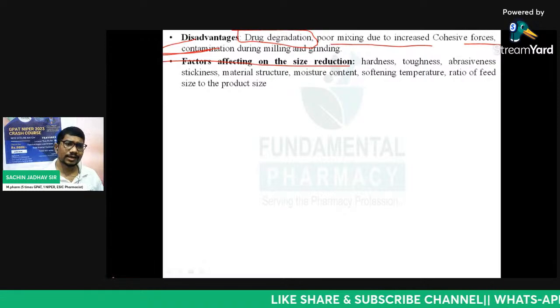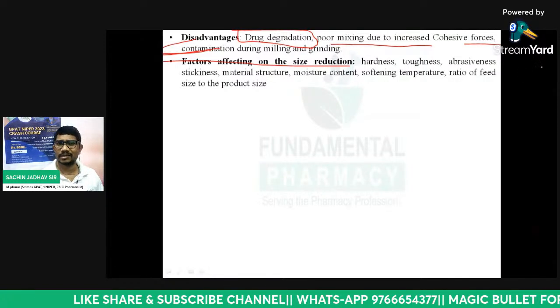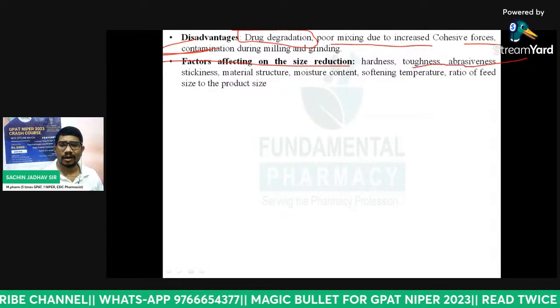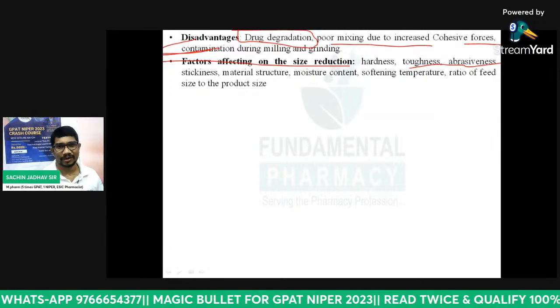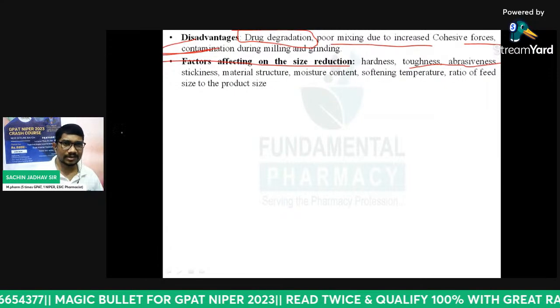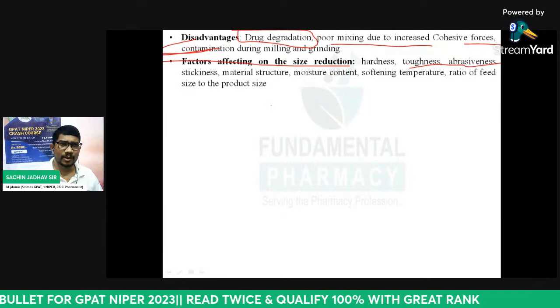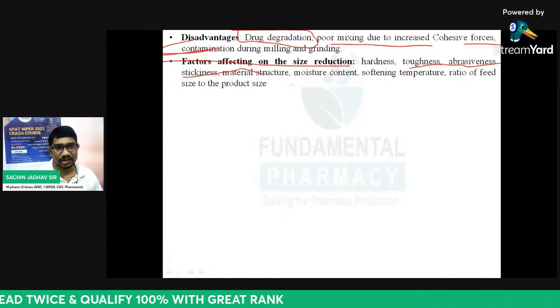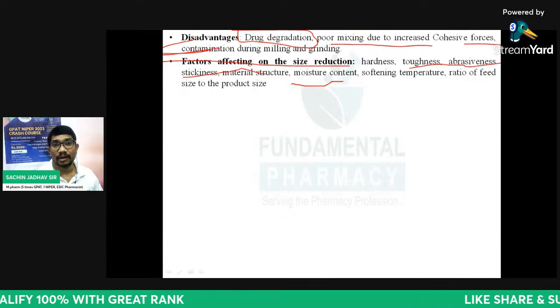So which factors will affect size reduction? First factor affecting the size reduction is nothing but the hardness. If the material is very hard, then size reduction will be affected, so there is a decrease in the rate of size reduction. Then toughness, hardness, abrasiveness, stickiness of material, material structure, moisture content of the material.